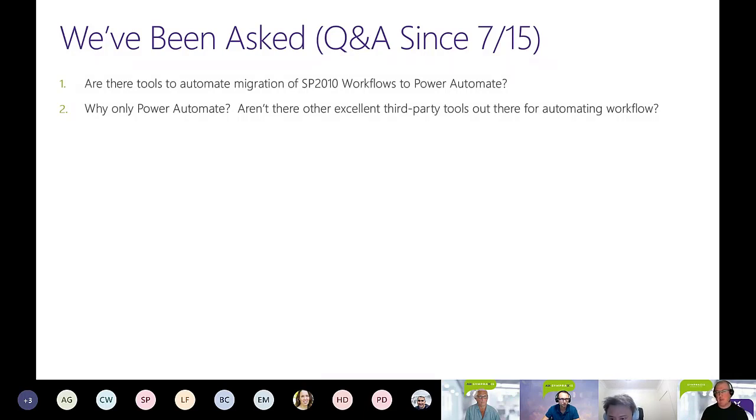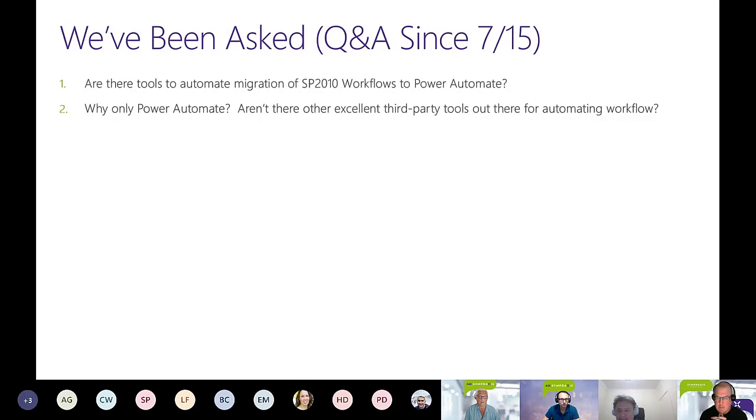So the second question we got from some folks in the automation community was, why are you directing only people to Power Automate? Aren't there other excellent third-party tools out there for automating workflow, right? The Nintexes and the Webcons of the world, the K2s, there are other tools out there. And so Mark, I think we had some business-centric thinking about that. Do you want to take that, or you want me to?